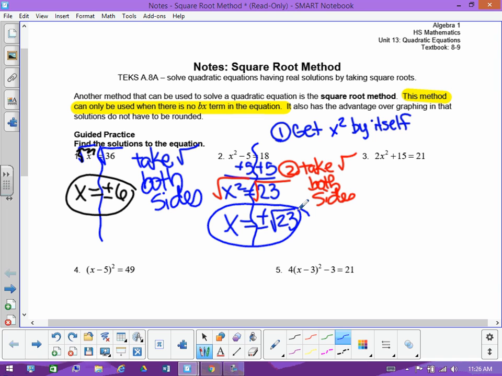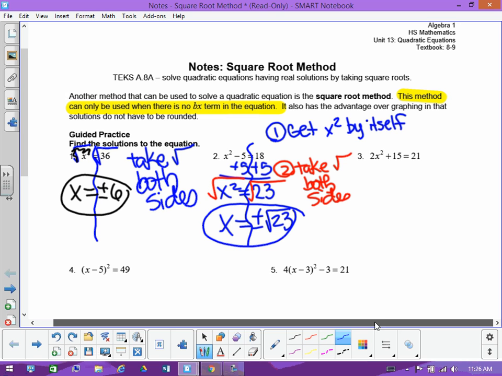Notice the difference. On the first one, did we take the square root of 36? Yes, there is no square root sign on your answer. Number 2, did we take the square root of 23? No, there's a square root sign left on your answer. Okay, if you did the operation, fine, you've got an answer. If you didn't, you have to leave it.